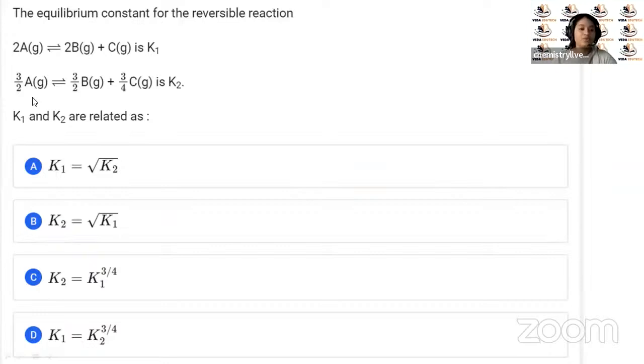Okay, children, I hope you all would have done it. What is given? The equilibrium constant for the reversible reaction. Something is given to us here. It's given 2A ⇌ 2B plus C. It is given to us as K1, right?